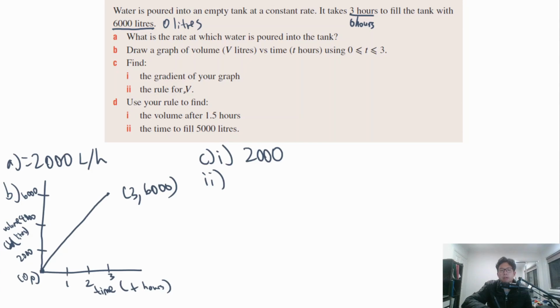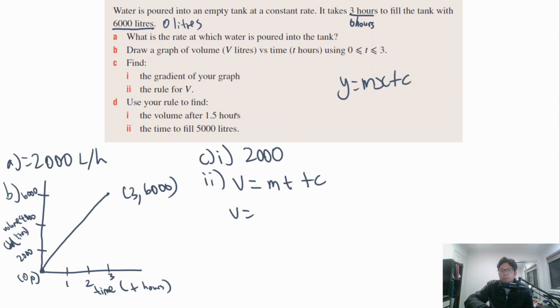Part 2 says find the rule for V. Linear graphs always take the form of y equals mx plus c, but we've just got different letters in this case. If you look at our graph, we used volume as the y-axis, the vertical one, so we'll replace y with V, volume. m is still the gradient, and we can replace it with 2,000 later. For x, the horizontal axis, we use time, so I'll replace that with t, plus c.